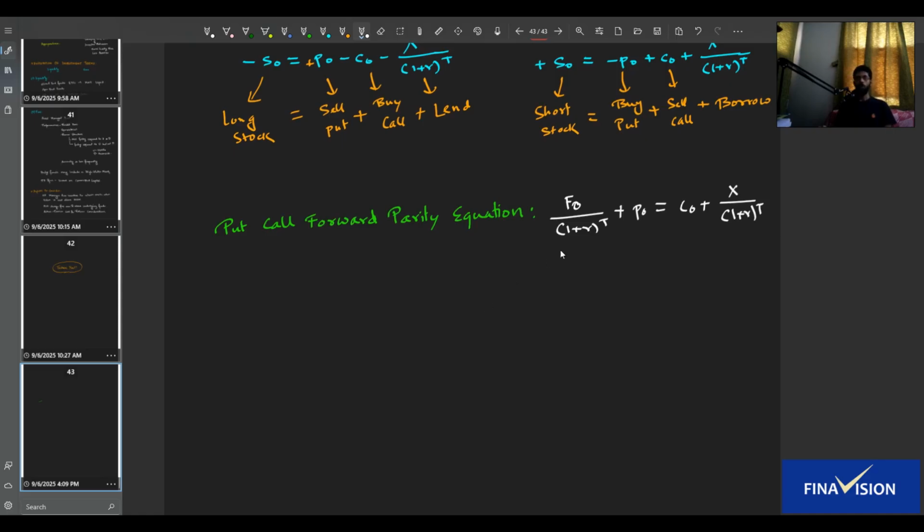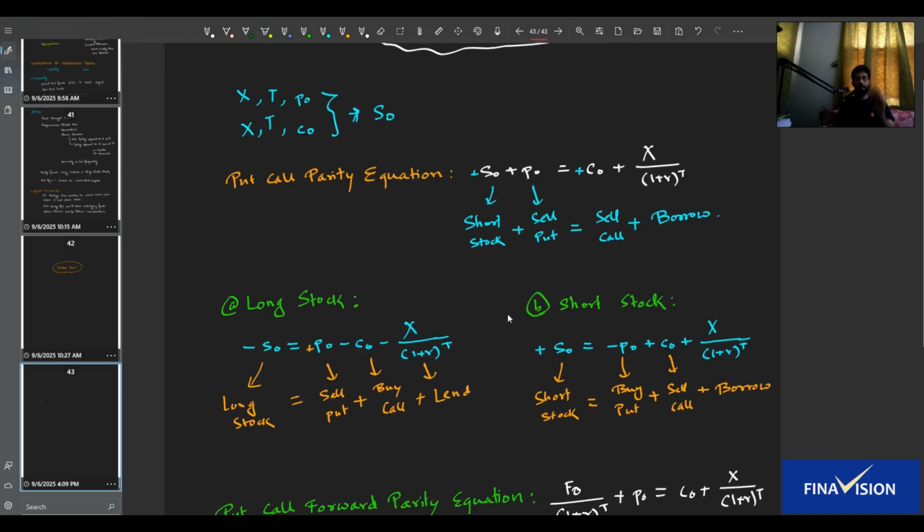Now here only the S0 has been replaced by the present value of the forward contract. Now this also can be interpreted in terms of the cash flows, right? Now one difference with respect to the put call parity equation that we have to understand here is in case of forward contracts, there is no upfront cash inflow or outflow. Cash inflow or outflow happens only at the maturity, right?